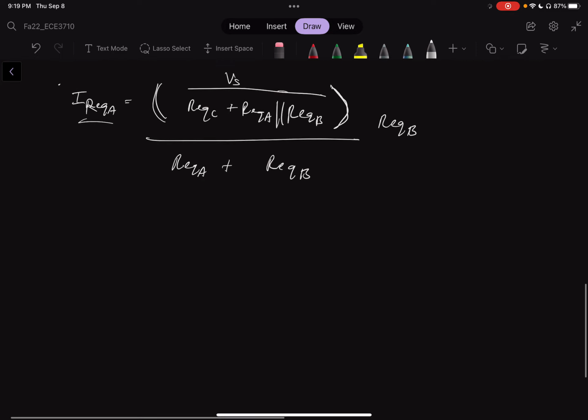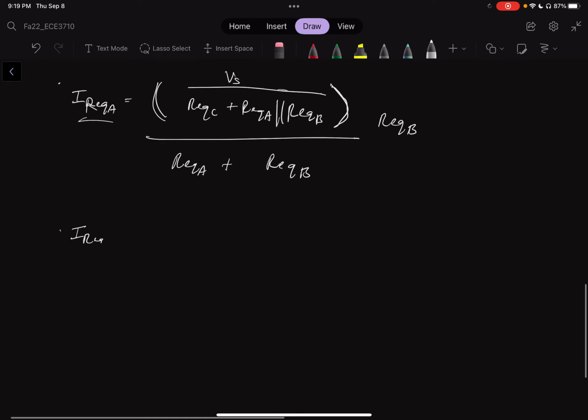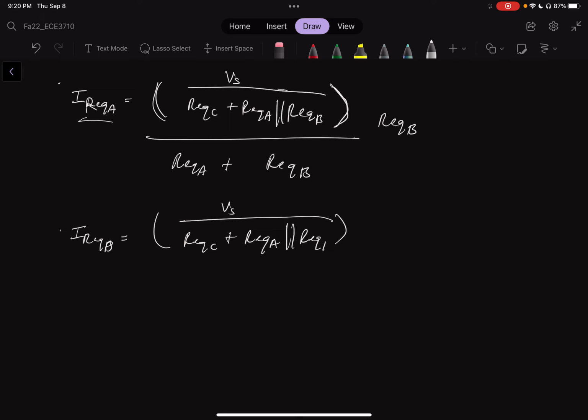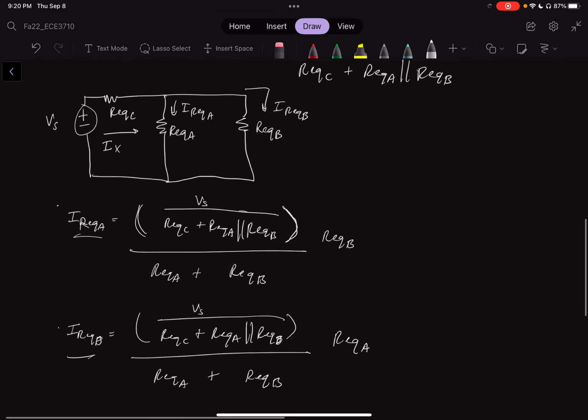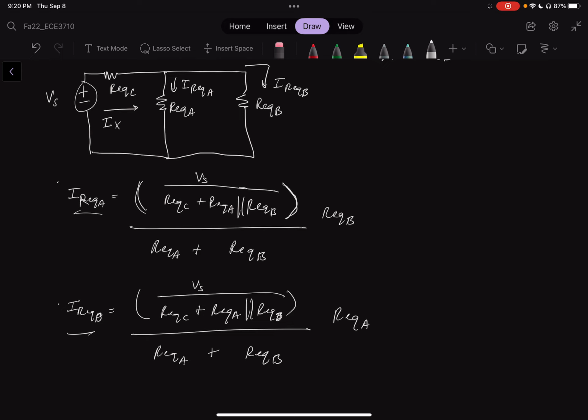And then, similarly, I_R equivalent B is equal to what? Same thing. V_S divided by R equivalent C plus R equivalent A parallel to R equivalent B, divided by R equivalent A plus R equivalent B, times R equivalent A. So this is my second approach. Okay, so this is approach number 2.